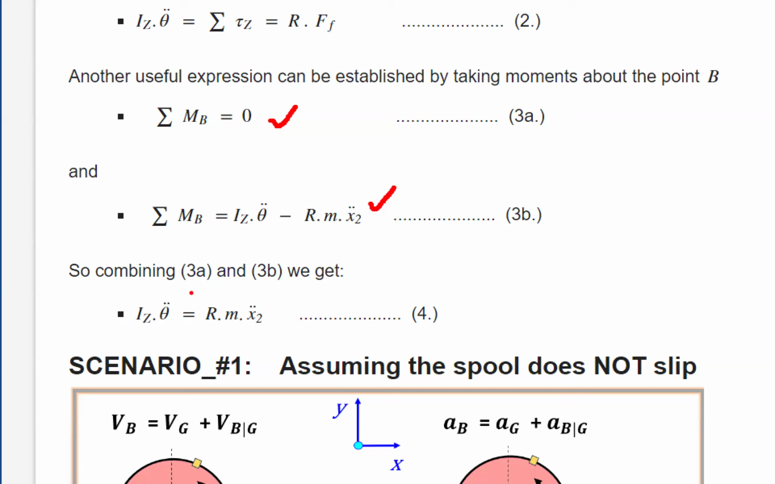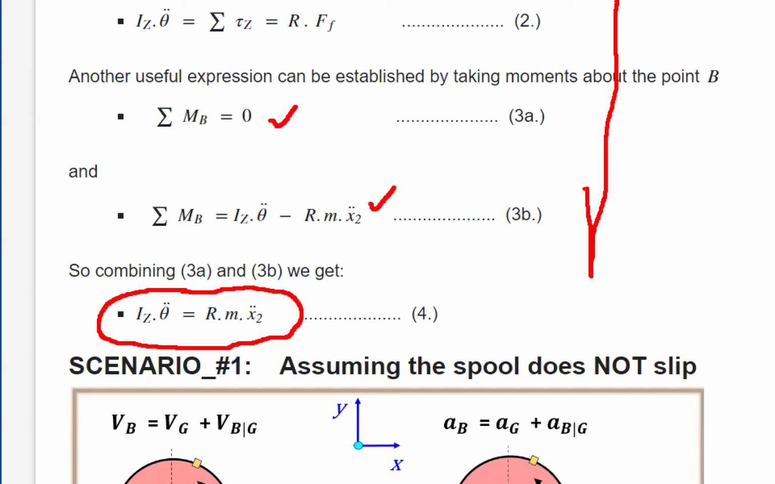So from that, we deduce that this is another equation of motion. And you can see that it couples the angular rotation of the spool to the translational acceleration of the spool. All right, these Newtonian equations of motion we're going to use in just a moment, but these equations apply regardless of the rolling or slipping state of the spool. So now let's start considering some very specific scenarios.